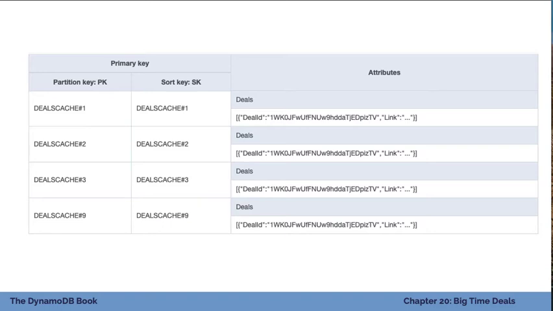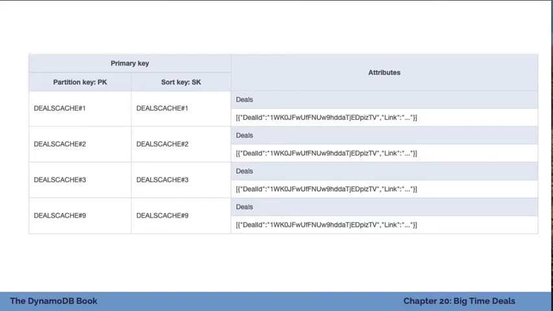These cache items are going to have a primary key where the partition key is deals cache hash, and then the number of that particular cache, and then same thing with the sort key. And then it's going to have a single attribute on it, the deals attribute, which is just going to be a list of those 50 or 100 most recent deals.